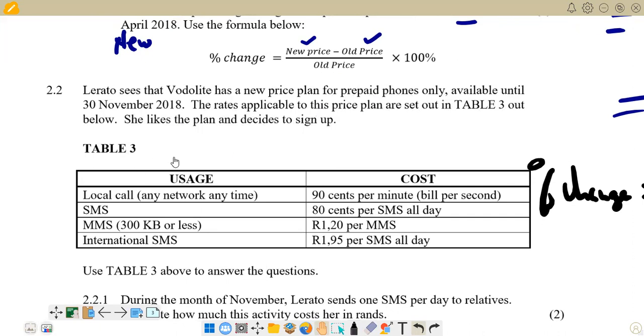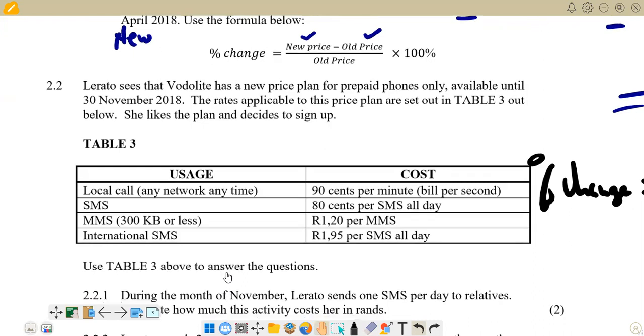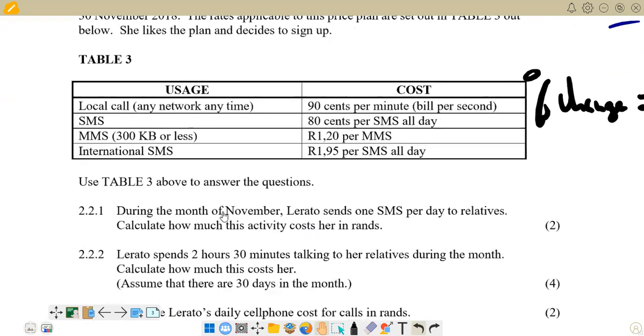So we are given a table 3 where we have a column for usage and a column for cost. So we have details beneath those headings of usage and cost. Beneath the table, we have to use table 3 above to answer the questions. We can move on to the first question. The first question is 2.2.1, reading: During the month of November, Lerato sends 1 SMS per day to relatives. Calculate how much this activity costs in rands.